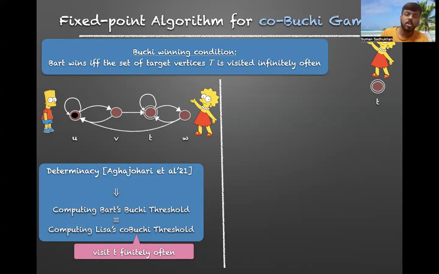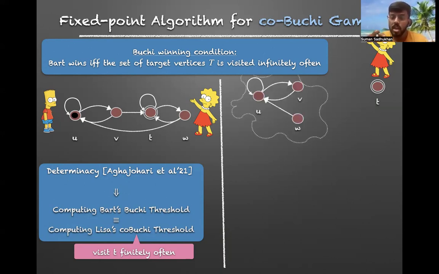Co-Büchi objective means that Lisa wants to make sure that T is visited only finitely often, right? Because Bart wants to visit T infinitely often. So we construct many small games which are all special types of reachability games. We already had knowledge about how to compute the threshold budget in reachability games or safety games, so we'll use that in this fixed point algorithm.